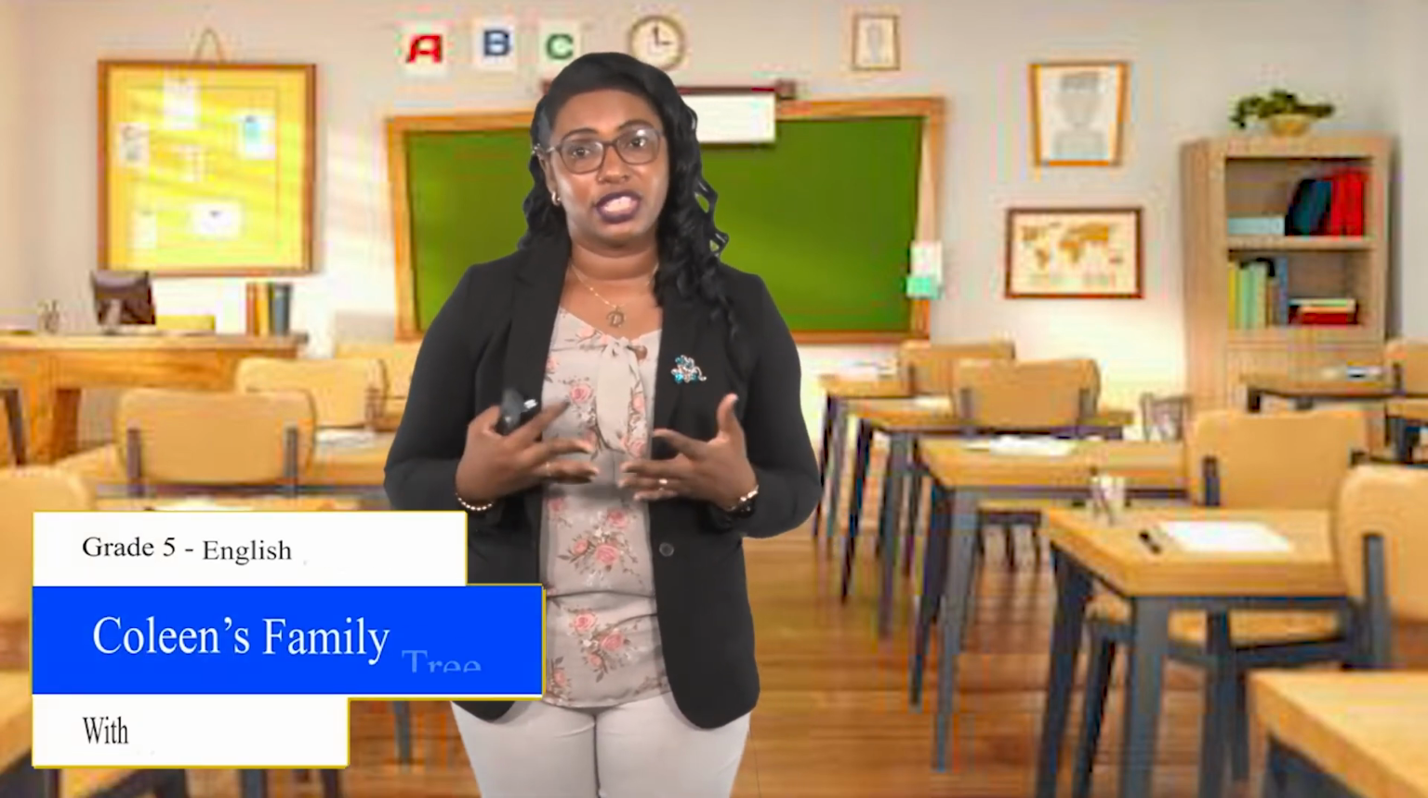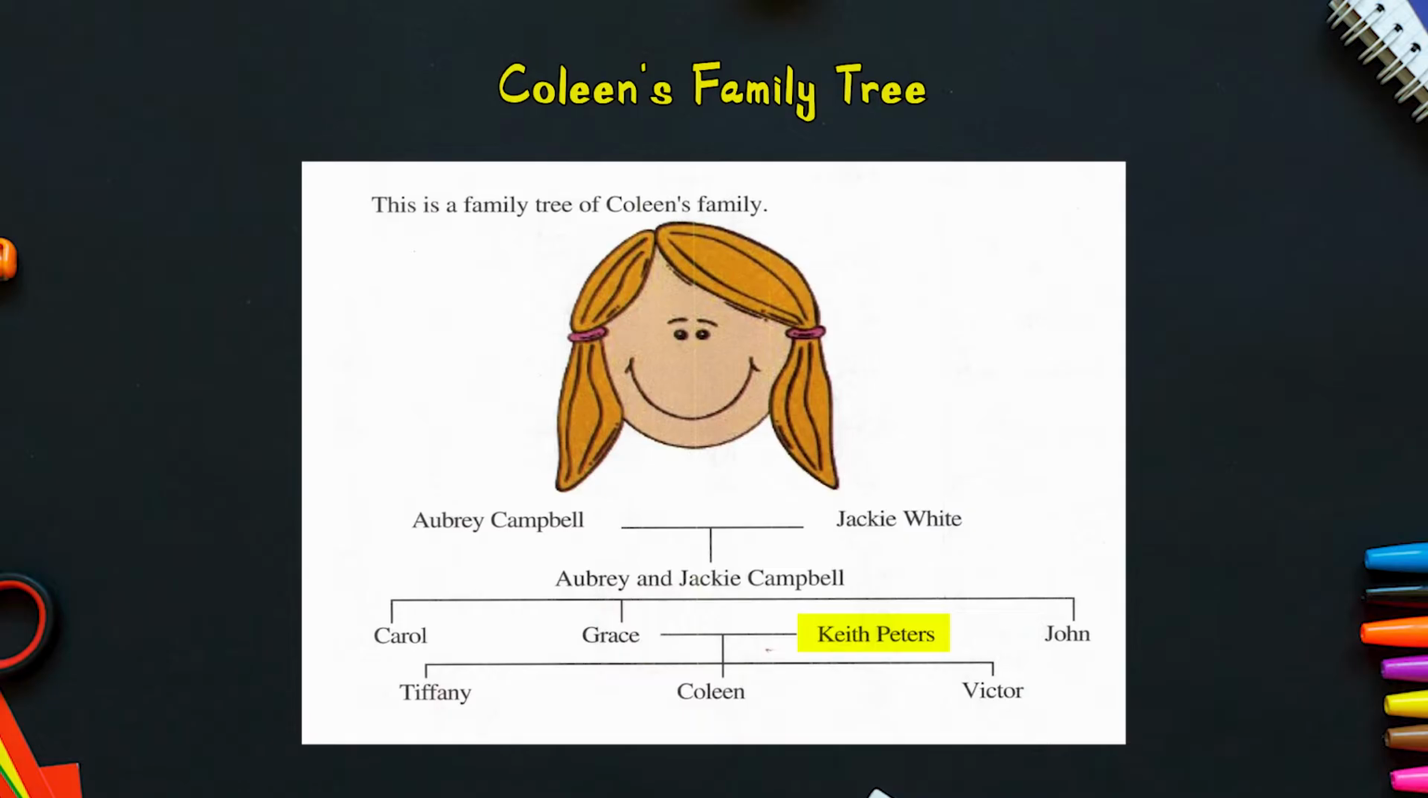Now remember I said that the structure can change in an instant where children grow up and they decide to get married. They will then have their special family, and in some cases their family name can change, especially for the female when she marries her husband. So let's see if any of Jackie and Aubrey's children got married. Now if you look carefully, you will see that next to Grace, the name of a male is added.